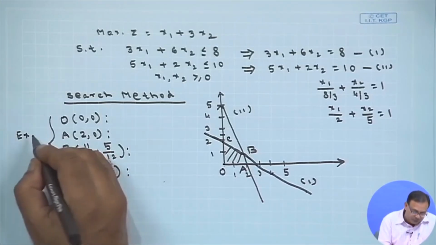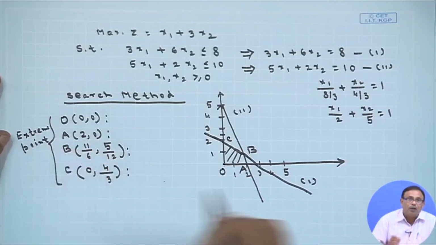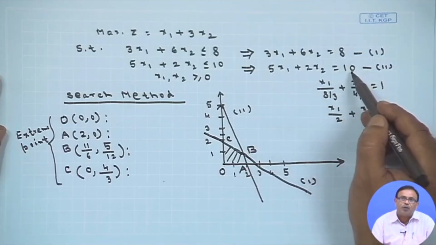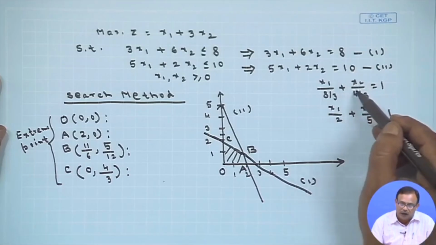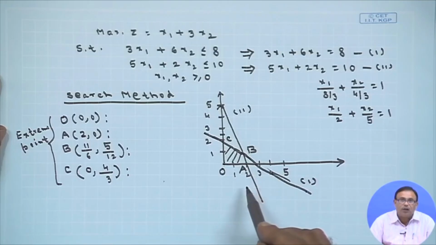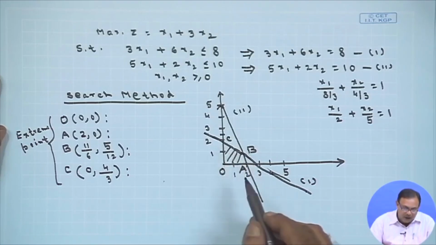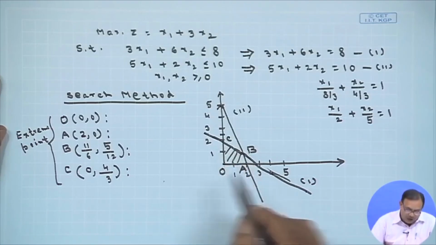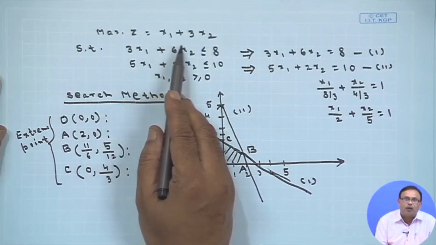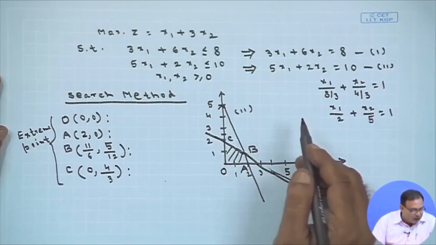Please note this. First you are getting the equations. From the equations, you write them in the standard intercept form. You draw the lines. Once you have drawn the lines, from there you find the extreme points 0, A, B, C. Now at each extreme point, you have to find the value of the objective function z equals x1 plus 3x2, which becomes easy.